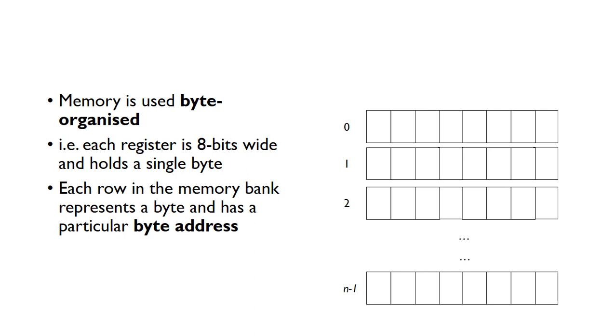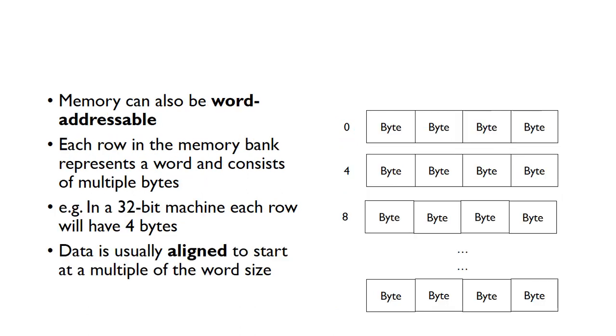In these examples, each one of these squares represents a bit, so we can store our random values, but each row corresponds to a single byte. And this address, 0, 1, 2 up to n-1, is known as a byte address because each address corresponds to a byte. Memory can also be word addressable.